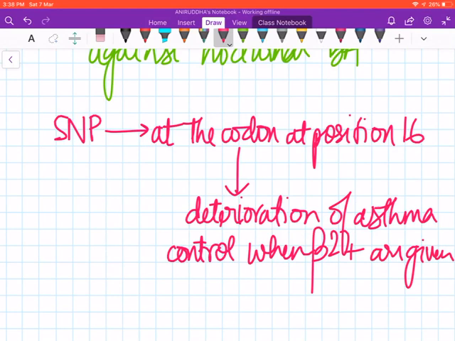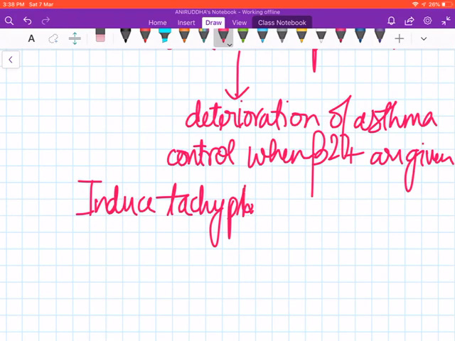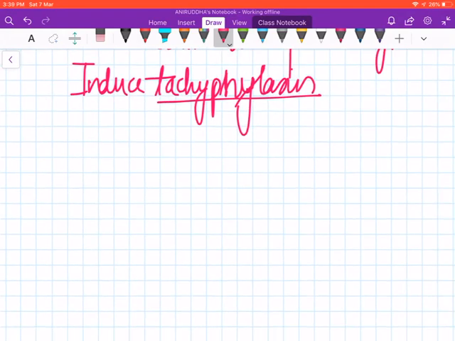Another concern is that they also sometimes induce tachyphylaxis. Yeah, tachyphylaxis. Now, what is tachyphylaxis? It is a form of drug resistance. I'll be discussing it in detail in a later video. Just for now, know that there is a risk of induction of tachyphylaxis with beta 2 agonists. But of course, these are very rare side effects.